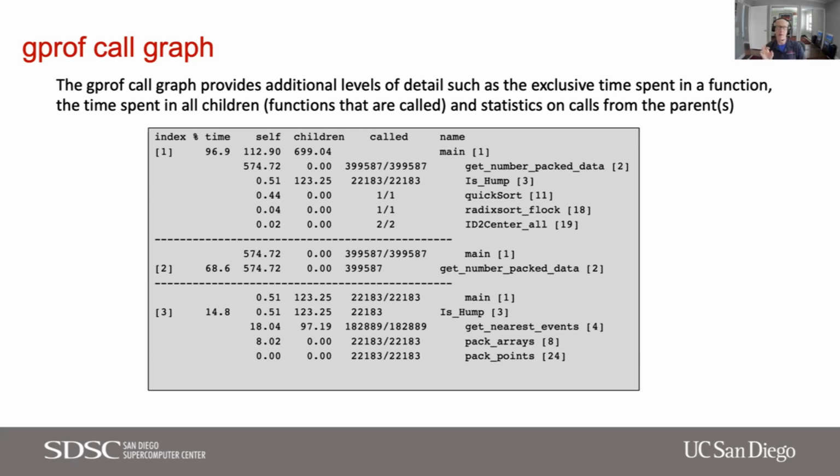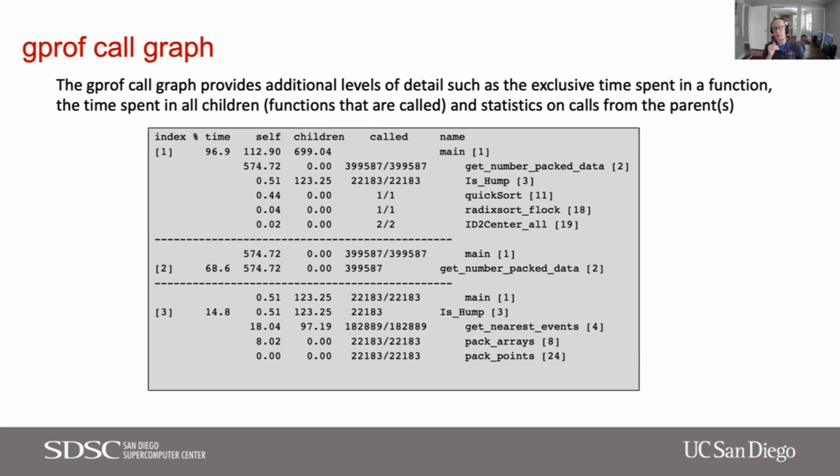You'll notice under the called column, there are two numbers. The first number, I believe, is the number of times that routine is called by the calling routine that we're looking at. And then the second number is the total number of calls. In this case, it's pretty simple. We'll see, for example, that get number packed data is called 399,587 times, and that all of those calls are made from main.